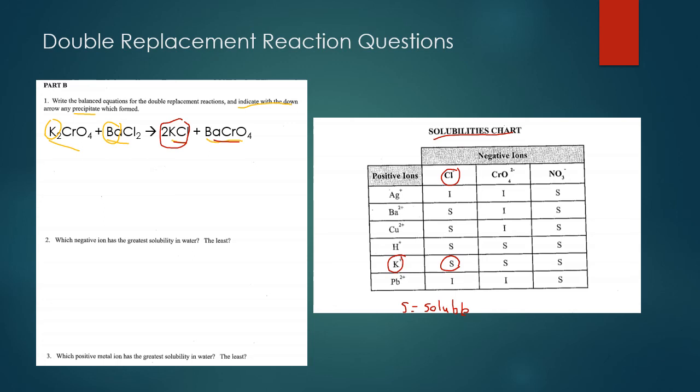Let's look at the other product, barium chromate. So we find barium and chromate and see where they intersect. And they intersect, there's the letter I. What I means is insoluble. So insoluble means that yes, a solid formed. So that means barium chromate does form a solid. So how I would indicate that in number 1 of part B is by putting a down arrow next to it.